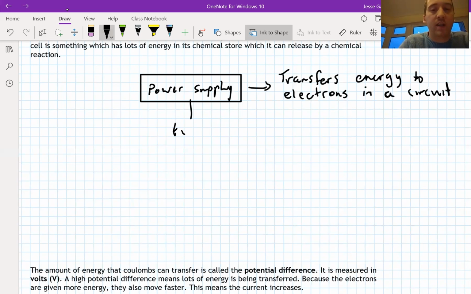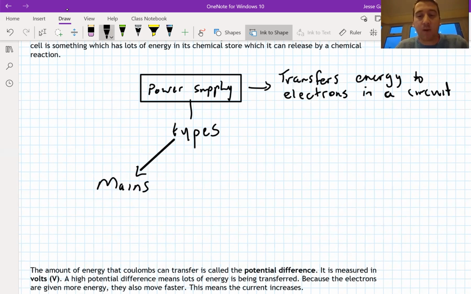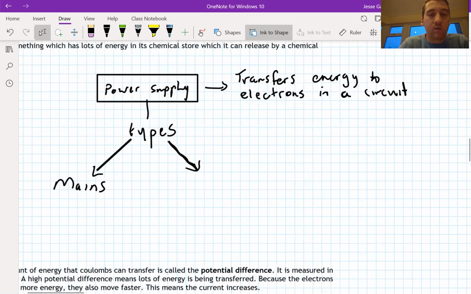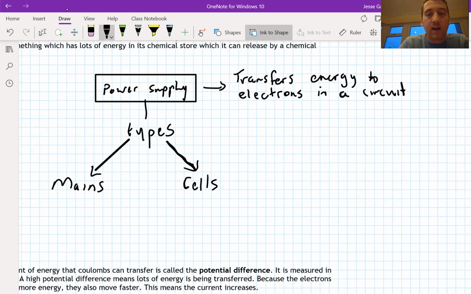There are two types of power supply. Type number 1 is what we call mains. The mains comes from the national grid. It's basically the sockets that you plug into in your house. Wires are carrying electricity, which is electrons with lots of energy, to your house, to the mains. Now mains isn't always available, so sometimes we can have a second type of power supply, and that is what we call a cell. So we've got mains and we've got cells. These are the two types of power supplies.